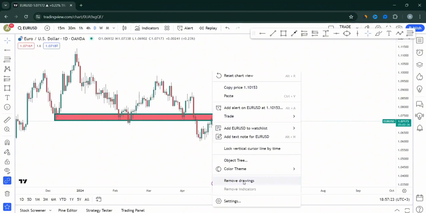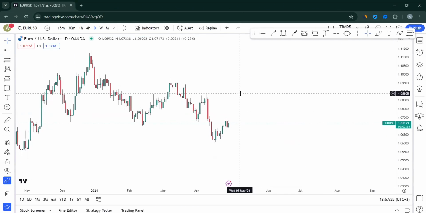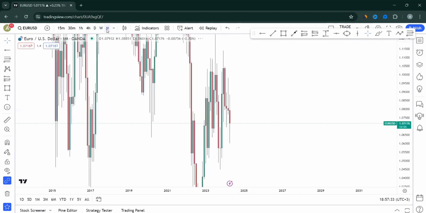So let me just clear this, and we first do a top-down analysis, and then I identify for you guys the valid levels that, in case you want to trade Euro USD, you should be targeting, right? So as usual, we're going to start from the monthly time frame.